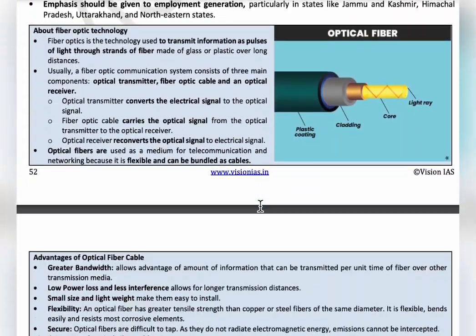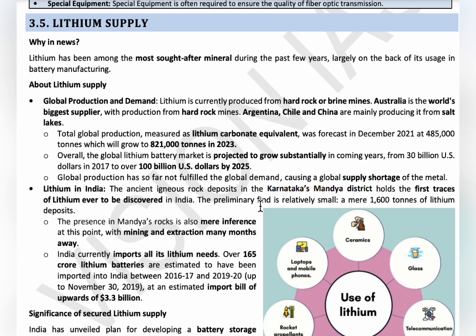Next is lithium supply. Lithium is used for rocket propellants, thermonuclear reactions, aerospace, telecommunications, glass, ceramics, and for laptop and mobile phone manufacturing. Australia is the largest supplier of lithium, and Argentina, Chile, and China produce lithium from the salt lakes. At present, it is in high demand because it improves the efficiency of batteries. India has included lithium production under the production linked incentive scheme, and the KABIL program also focuses on extraction of lithium reserves, and India has launched the first lithium plant in Gujarat in 2021.